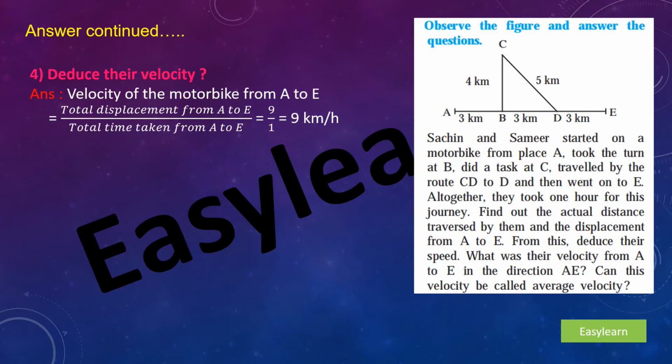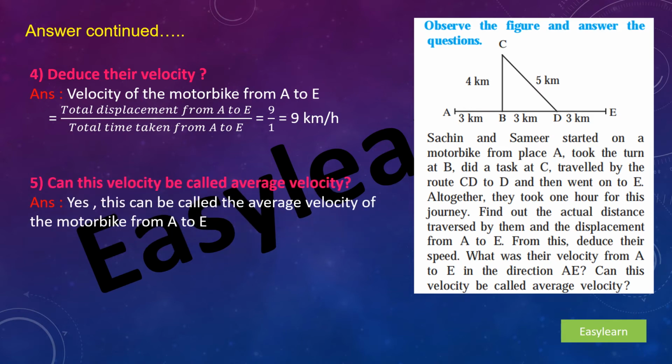Fourth question, continued. Deduce the velocity. The velocity of the motorbike from A to E is equal to total displacement from A to E upon time taken from A to E, which is equal to 9 upon 1, that is equal to 9 km per hour.